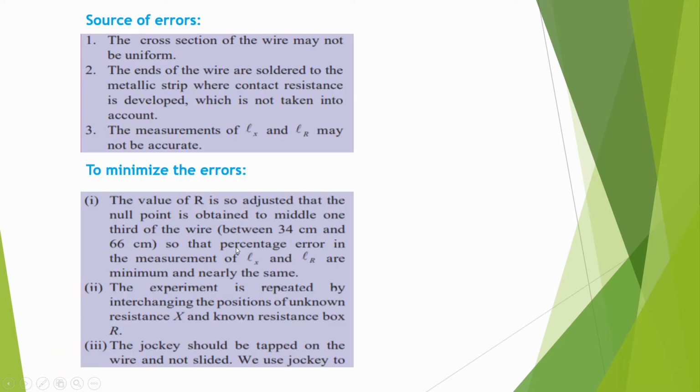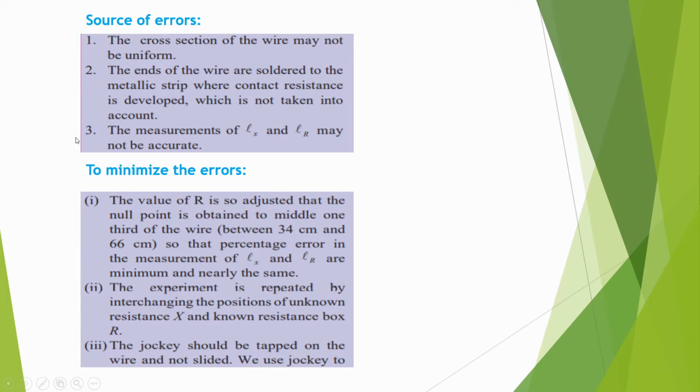Then let us see the sources of errors, that is, while you perform the experiment, some errors are produced. What is the first error? The cross section of the wire may not be uniform. We use the wire AB in that diagram, and the wire should always be uniform. So the error can be present if the cross section of the wire is not uniform.